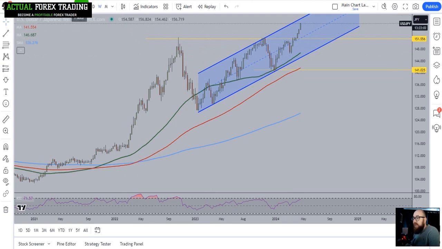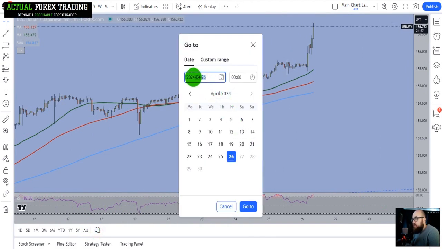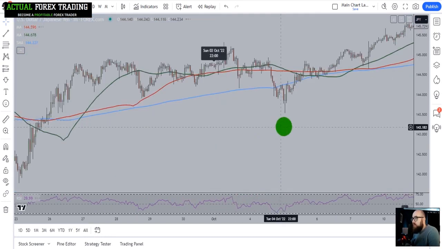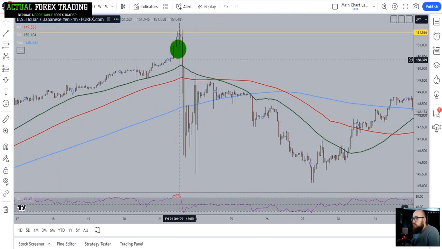Usually, if we go back to October 2022, let's just do this quickly. So we look at the 1 hour for October 2022 and look at the intervention move that happened. Now, this was the intervention move.